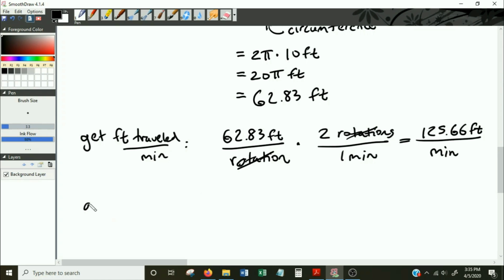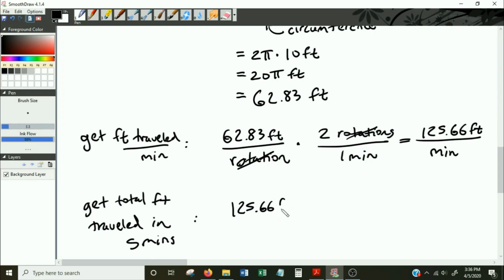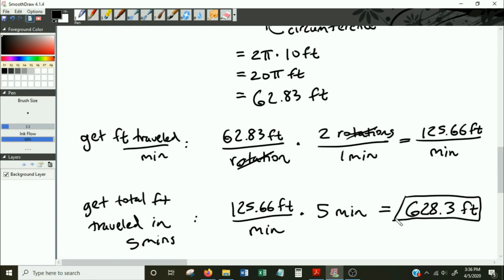So the next thing is we want to get the total feet traveled in 5 minutes. So the way we're going to do that is we're going to take our 125.66 feet per minute, and we're going to multiply it by 5 minutes so that we find out how far it goes in 5 minutes. And the distance that we get as a result is 628.3 feet. So in 5 minutes, the sushi roll travels 628.3 feet.